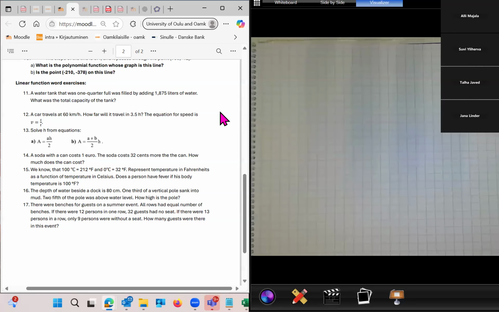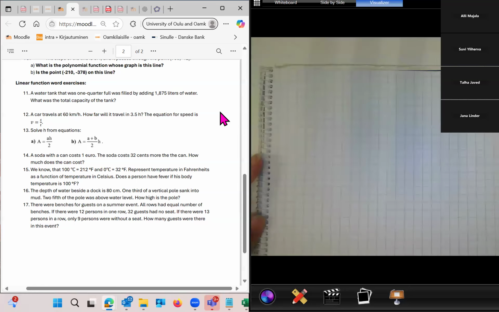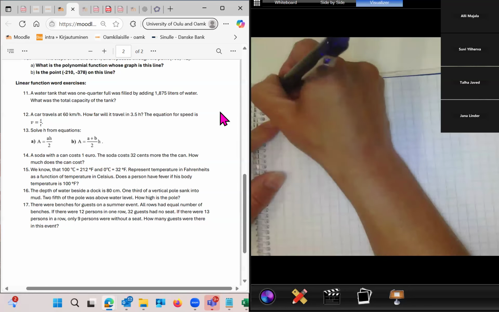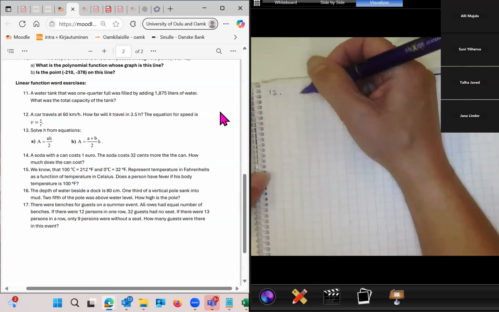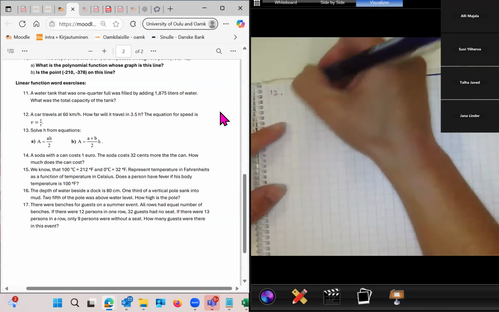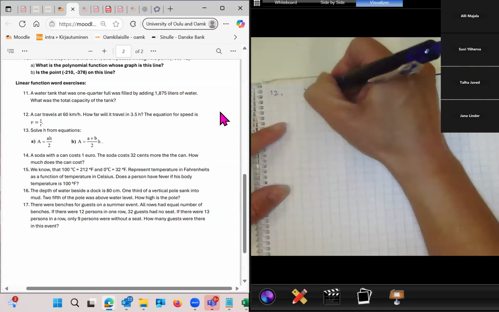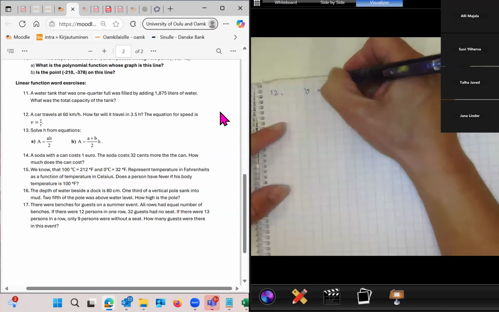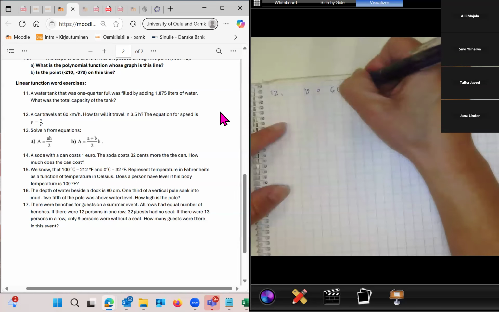Yes. Okay, well, let's. Okay, 12. And there a car travels 60 at 60 kilometers an hour. So this is the velocity, obviously. So it's the 60 kilometers in an hour.